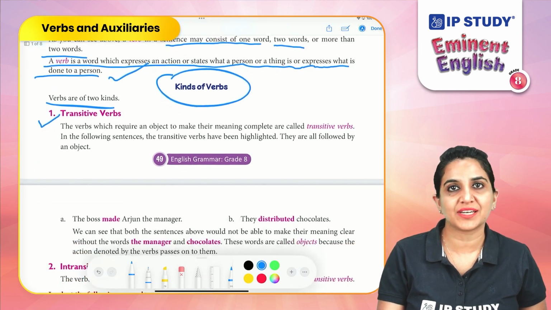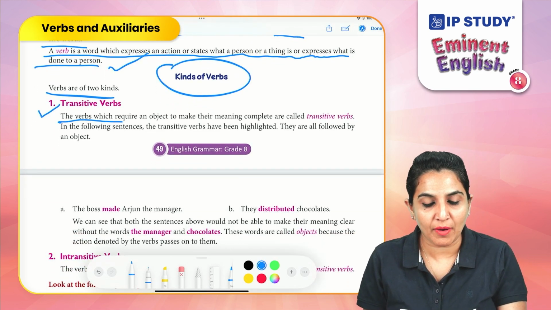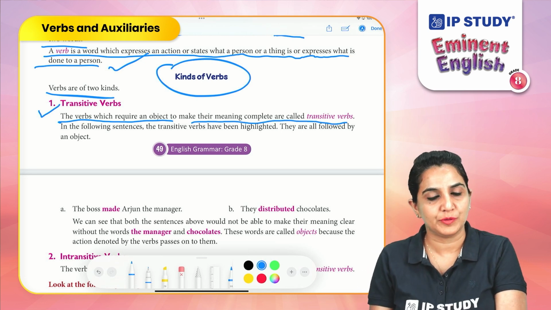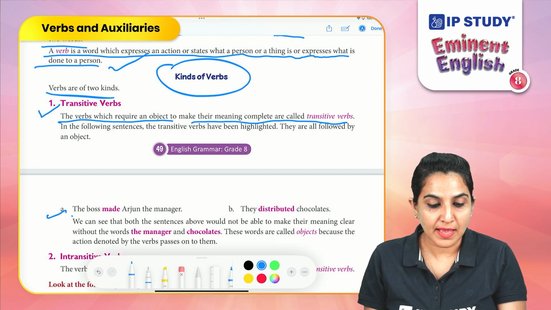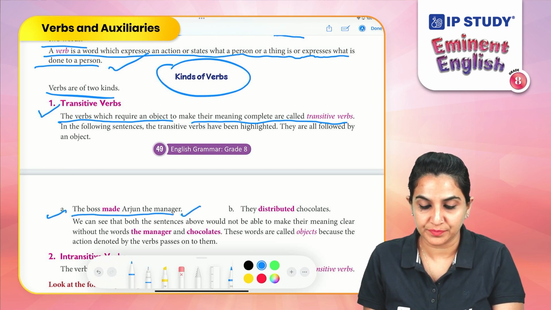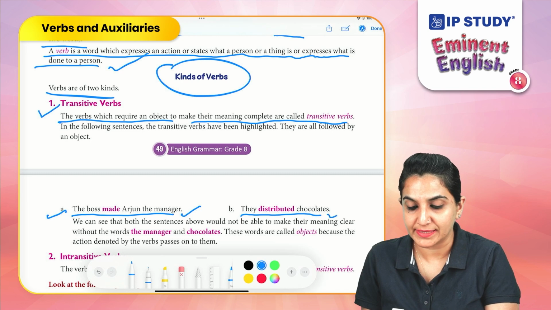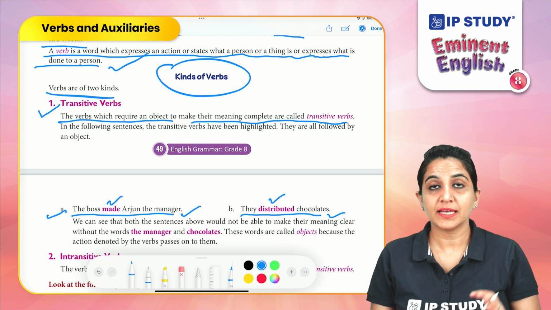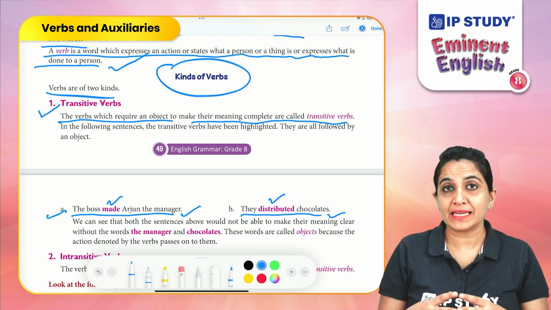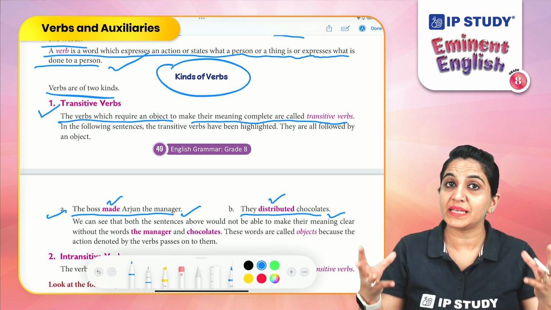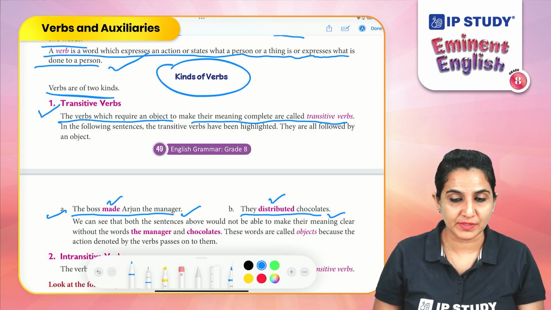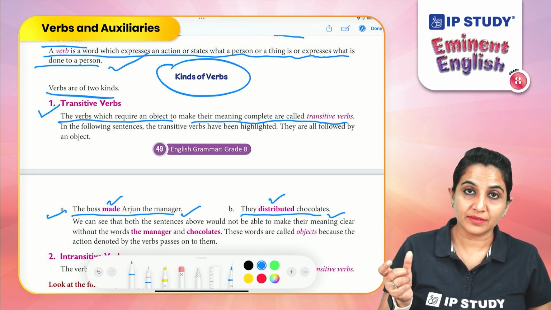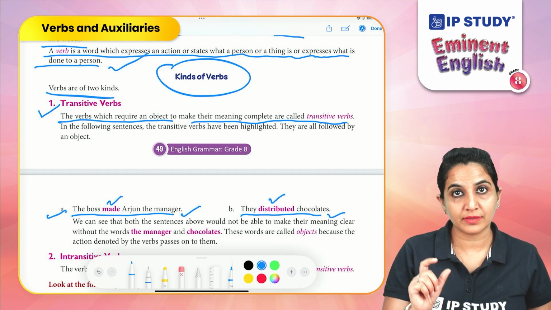Let's understand what are transitive verbs. The verbs which require an object to make their meaning complete are called transitive verbs. The boss made Arjun the manager. They distributed chocolates. So in these two sentences, made and distributed, they both are verbs. They needed an object to complete the meaning of the sentence. For example, in the first sentence, made required the object which is the manager. The boss made Arjun the manager.